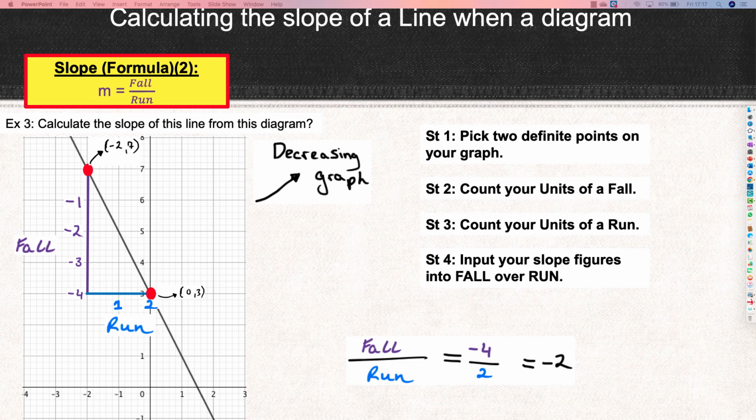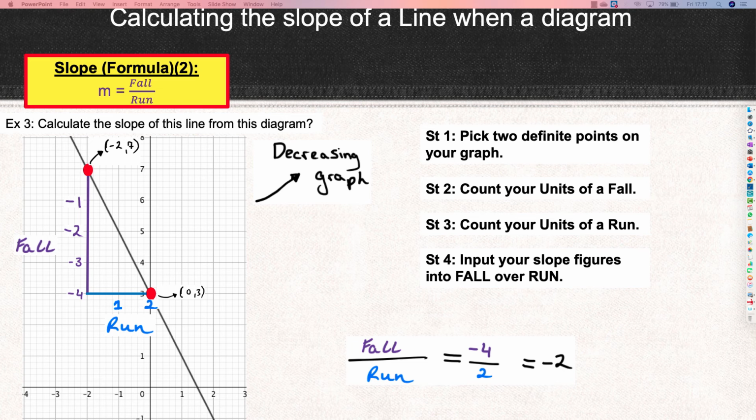Right. So, we have dealt with what happens when we're given 2 points. We use y2 minus y1 over x2 minus x1. That's the slope formula we use there. If we're given a graph, we use our rise over run or fall over run.